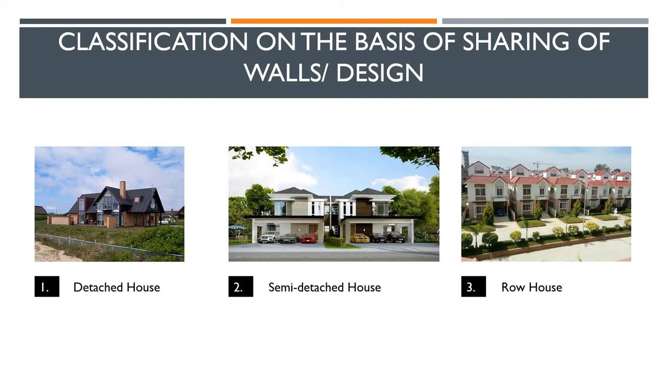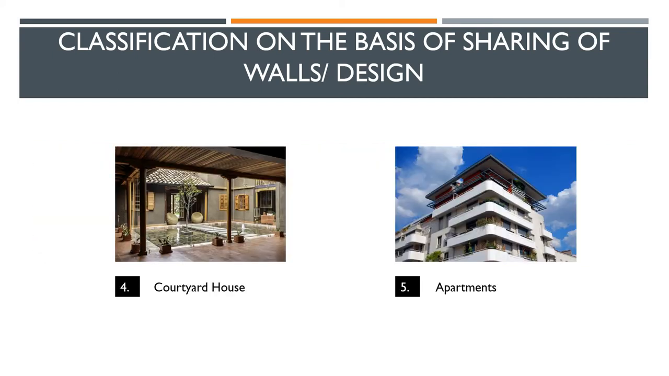And the next is row house. It's when you have colonies laid out, you have rows of houses in a line. So a house can either have one sharing wall, two sharing walls, or three sharing walls. The next is a courtyard house where you have a central courtyard. And the last is an apartment. You know what an apartment is? You have multiple dwelling units as flats in one whole vertical building.